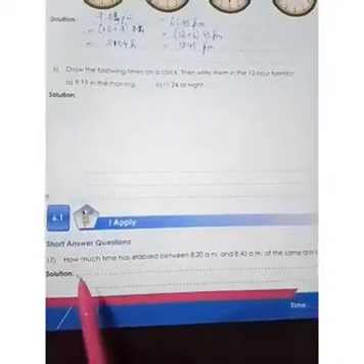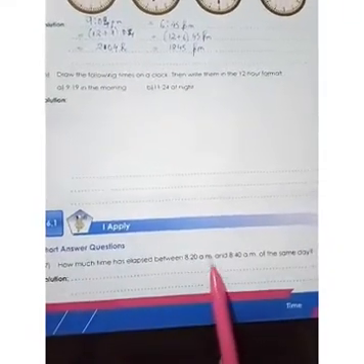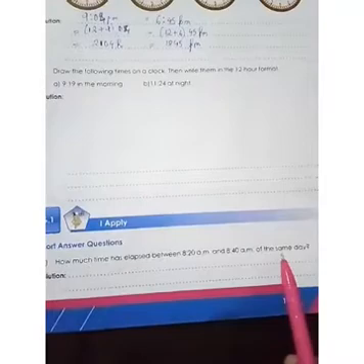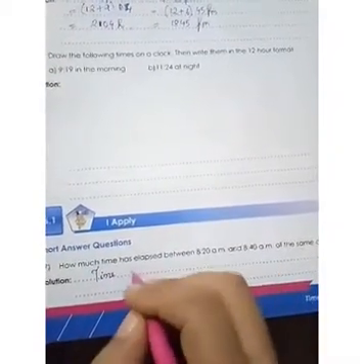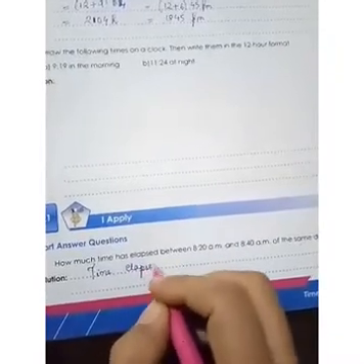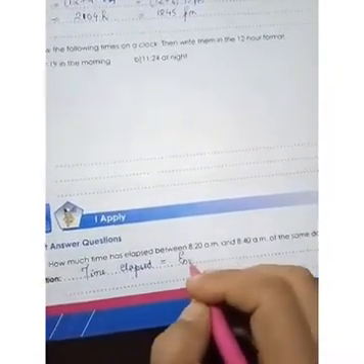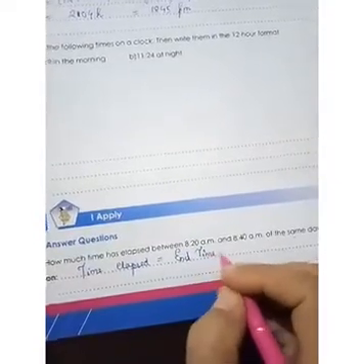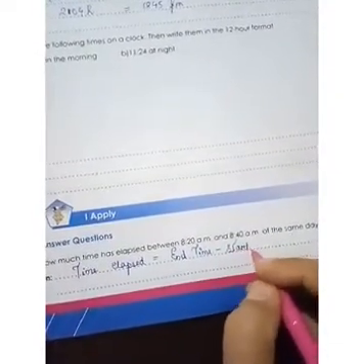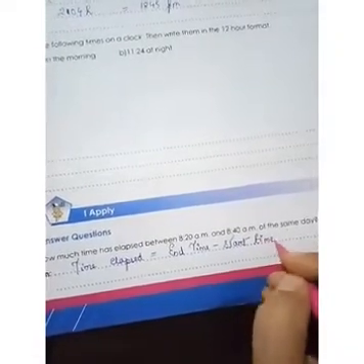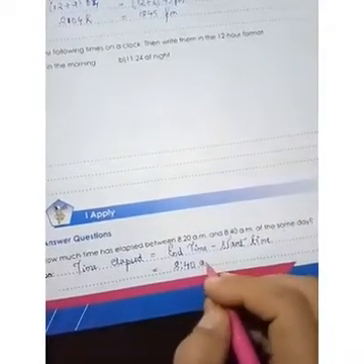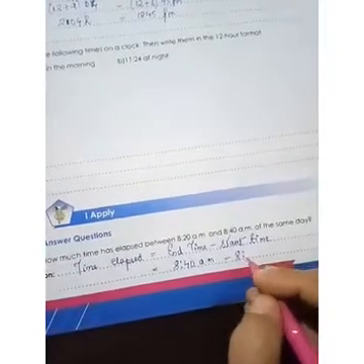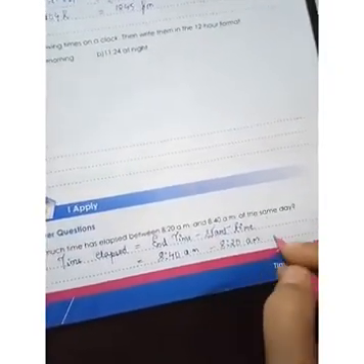The next question is, how much time has elapsed between 8:20 AM and 8:40 AM of the same day? So here also we have to find the time duration. So now I will write here time elapsed, because time elapsed is the question given in the question, isn't it? So what is the end time? End time minus start time. Okay children, you have to write just like how I am writing. So what is the end time here? 8:40 AM minus 8:20 AM. So what is the difference?